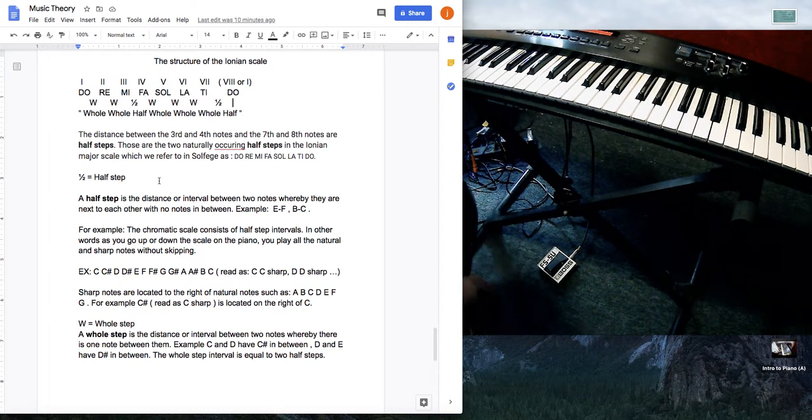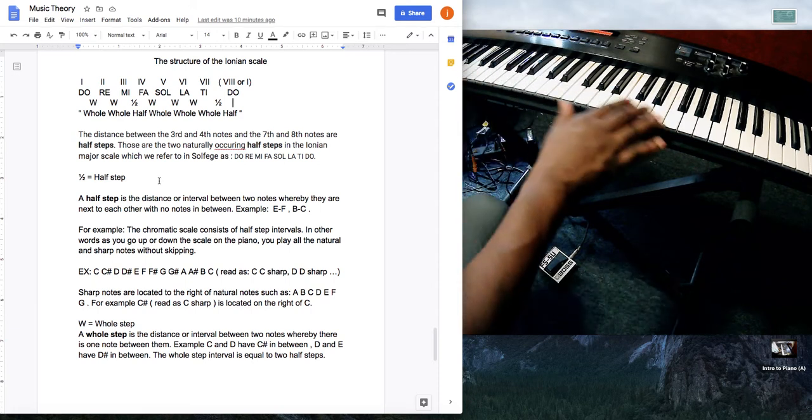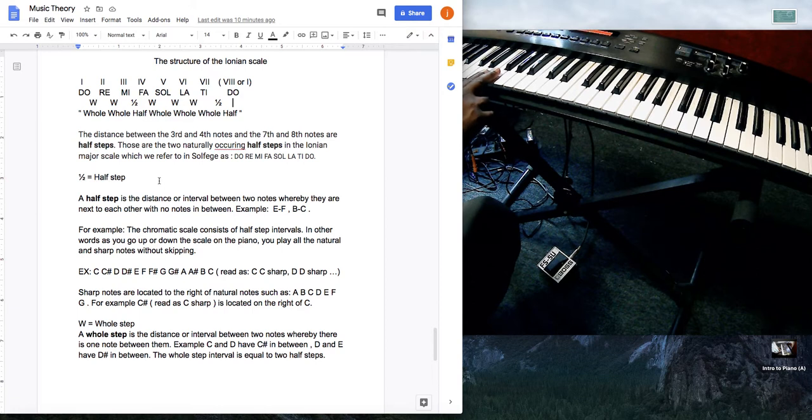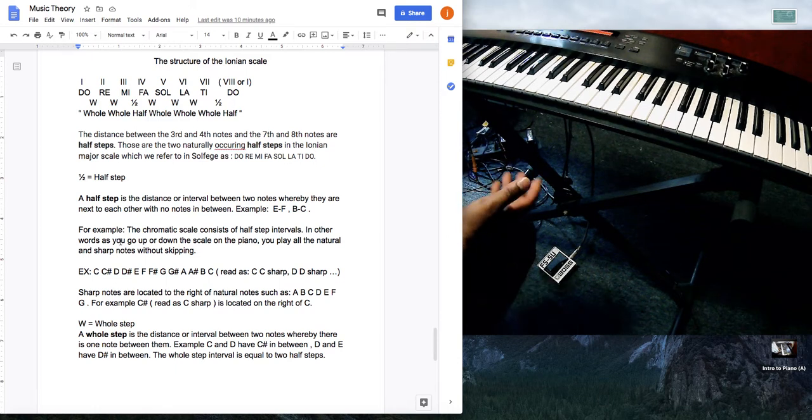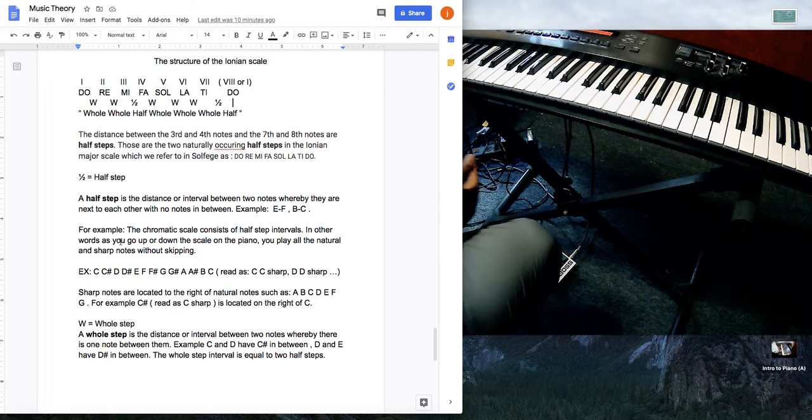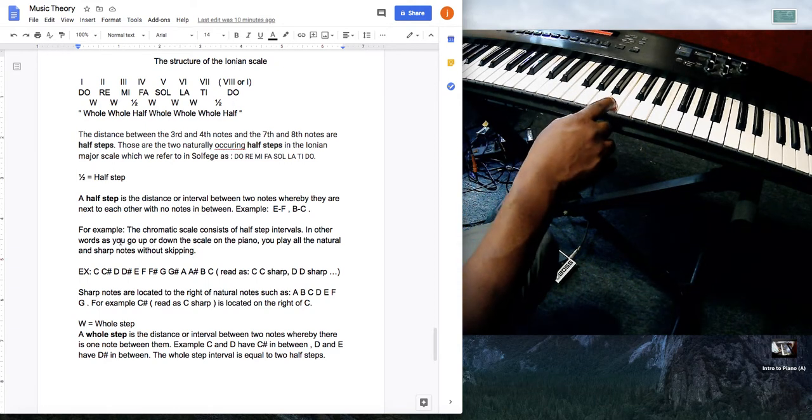And on the piano, it's very graphically laid out so that you could actually see that between those two spots, 3 and 4 and 7 and 8, E and F, B and C, there are no notes in between, right? And so these are your half steps. But a half step doesn't just happen between E and F and B and C. These are just naturally occurring as you look at the keyboard.